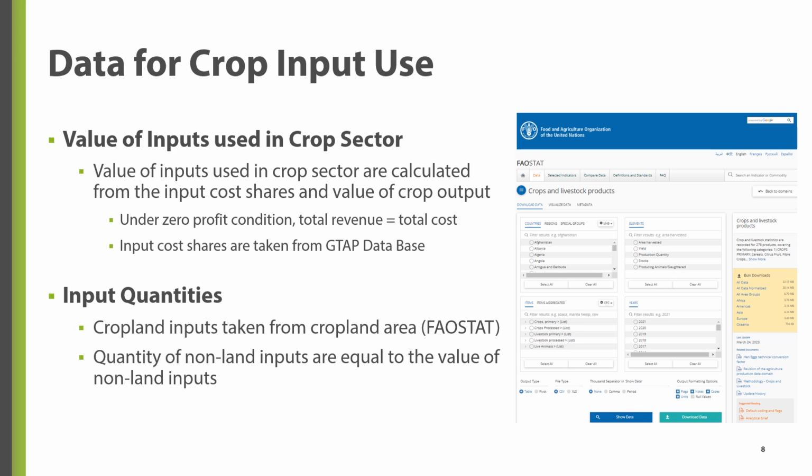The values of inputs in the crops sector are calculated from the value of crop output and the input cost shares. Input cost shares are taken from the GTAP database, whereas cropland area is taken from FAOSTAT. For non-land inputs, the quantities are assigned to be equal to the value of the input.